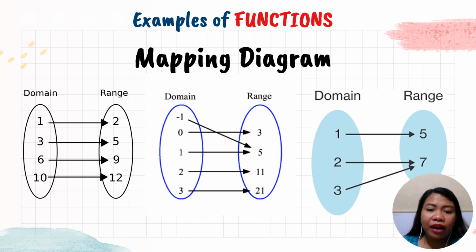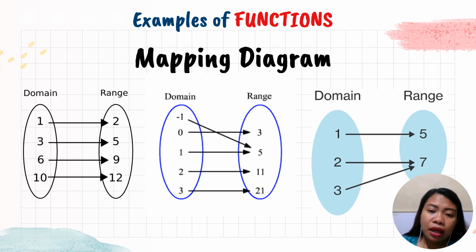Okay, now class, we have here an example of function by mapping diagram. In figure number 1, as you can see by the domain and the range, there is no such number repeated. So that is a function. While in the second figure, we have the domain which is -1 and 1 mapped to the same range value 5. So it does not affect any repeated value of range as long as the domain is not repeated. So that is a function.